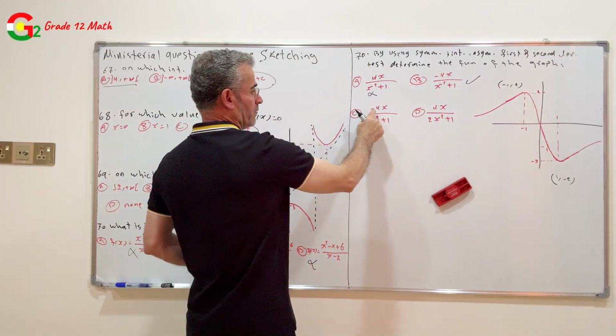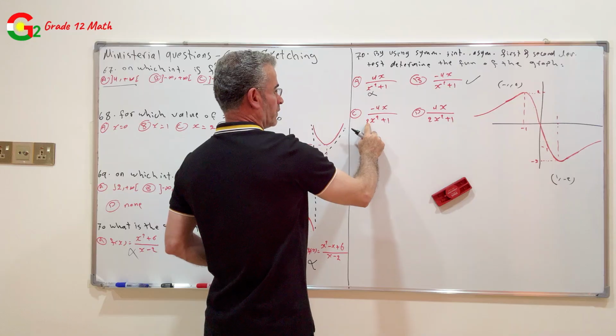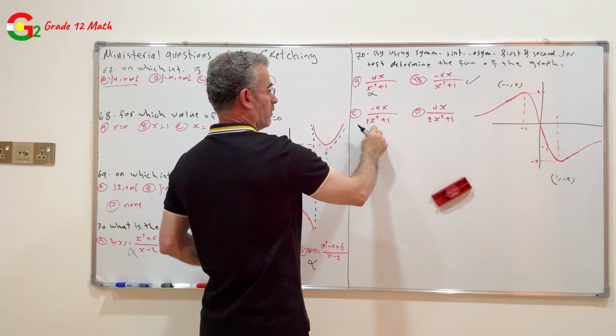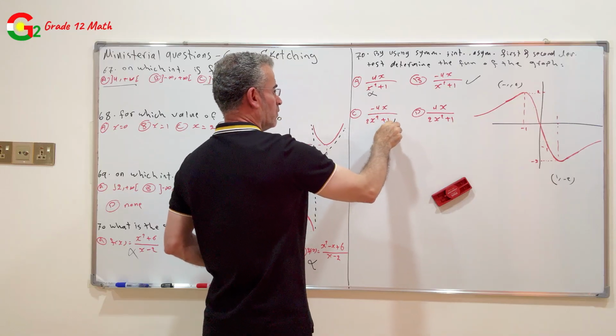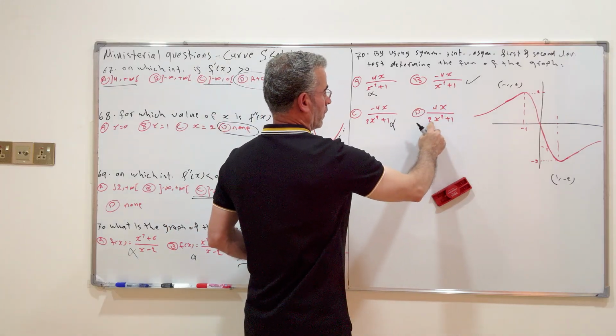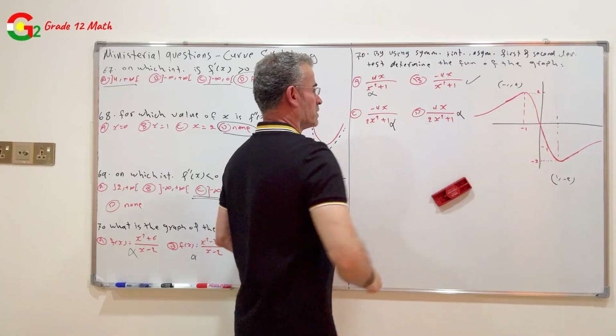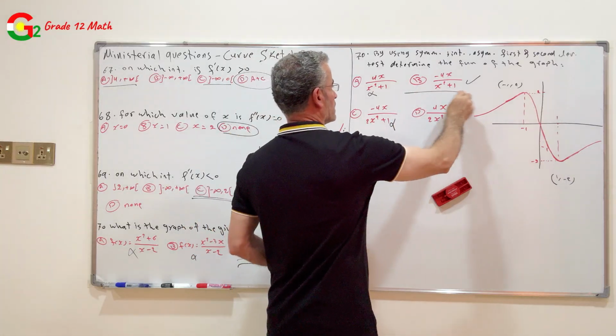Let us check here. Negative 4 times 1, negative 4 over 2 plus 1, 3, negative 4 over 3, it is not negative 2. It is wrong. 4 times 1, 4 over 2 plus 1, 3. Also, this choice is wrong. The right choice is B.